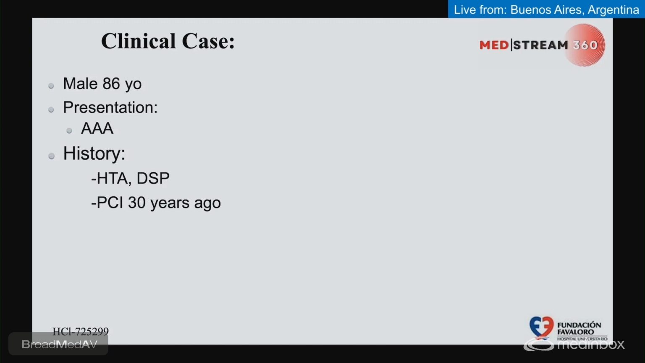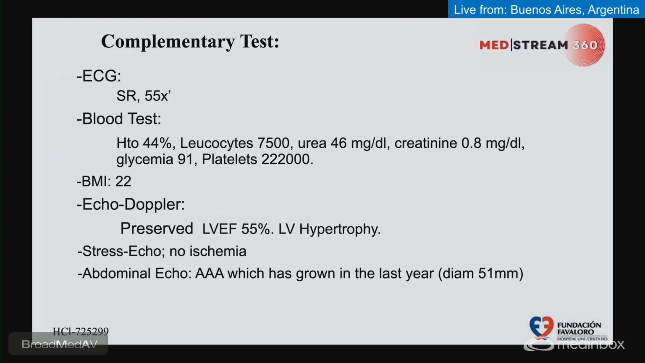He's an 86-year-old male presenting with an abdominal aortic aneurysm. He has a history of hypertension, dyslipidemia, and a PCI a very long time ago. Next. The ECG is normal, with some negative T waves in the lateral wall.